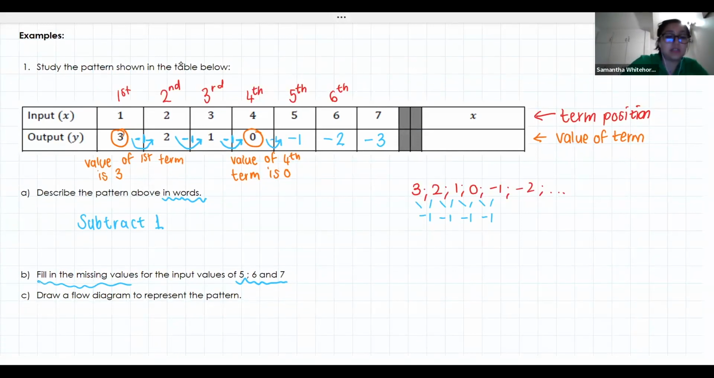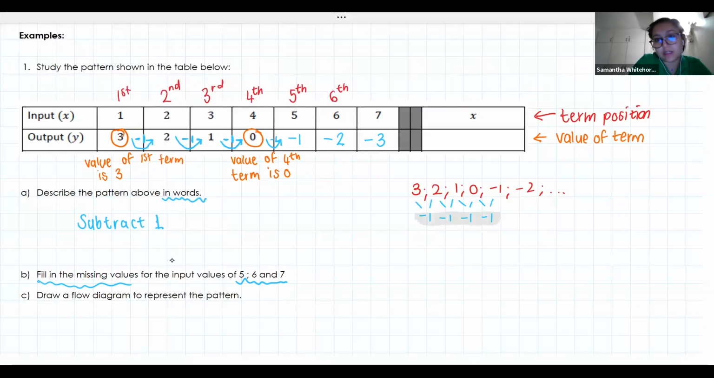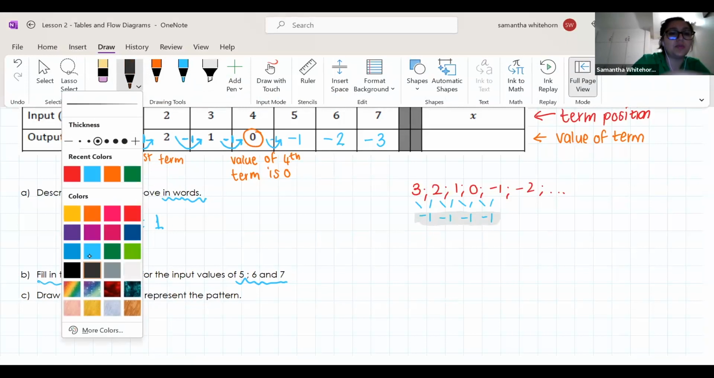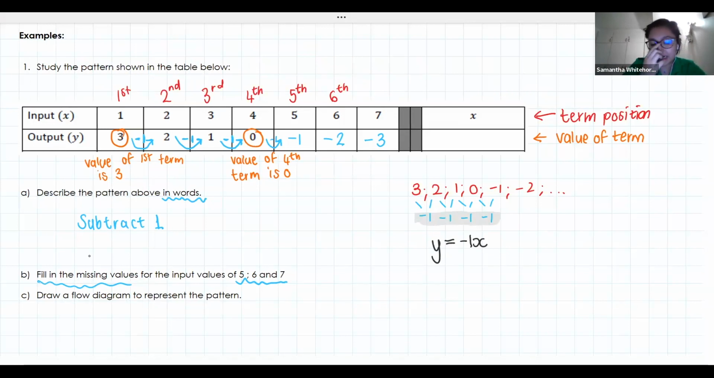So the hint that we need to take away from this is that clearly this subtraction of 1 is quite important because that remains constant throughout the pattern. That is very important. And so the little trick that we can use is that if we now want to find the rule, we start with y equals, and we start by multiplying x by whatever we are adding or subtracting. So I'm going to say -1 times x. That's where we start, okay? And you're going to see why in our later lessons, why this is the case. But that is our first point of starting.